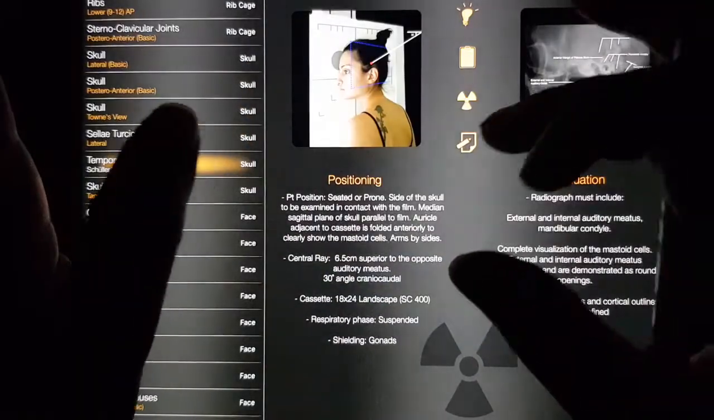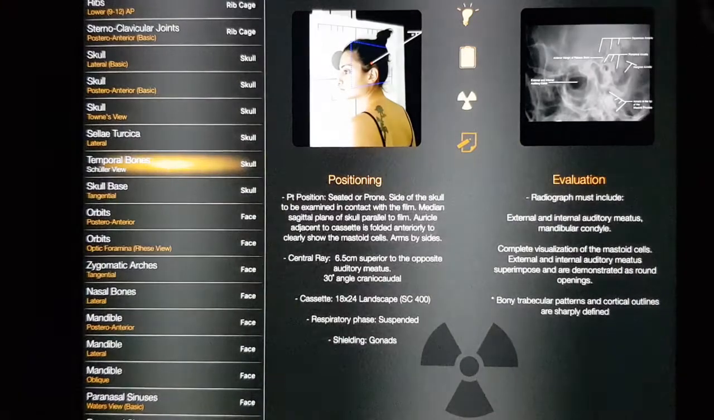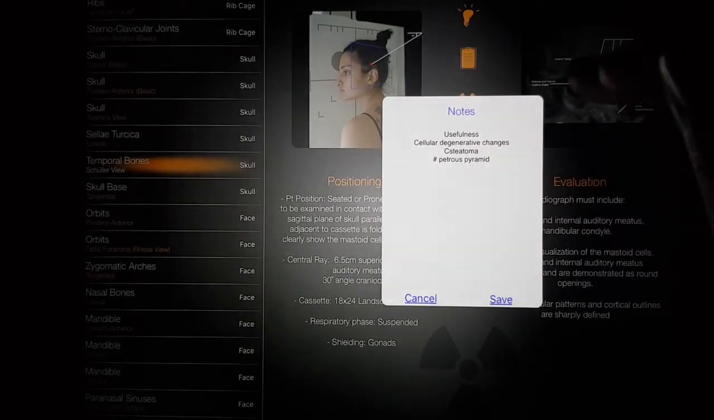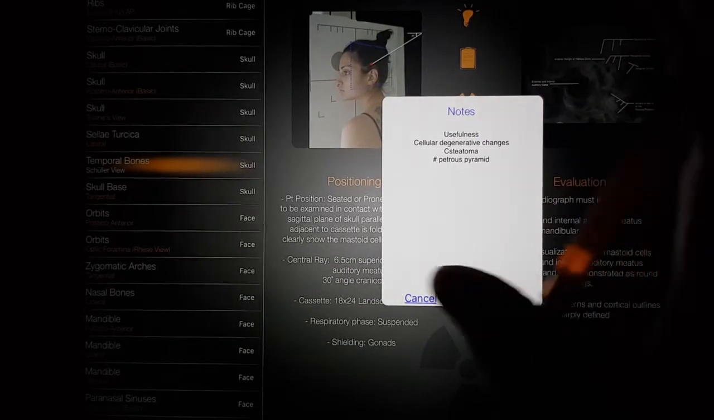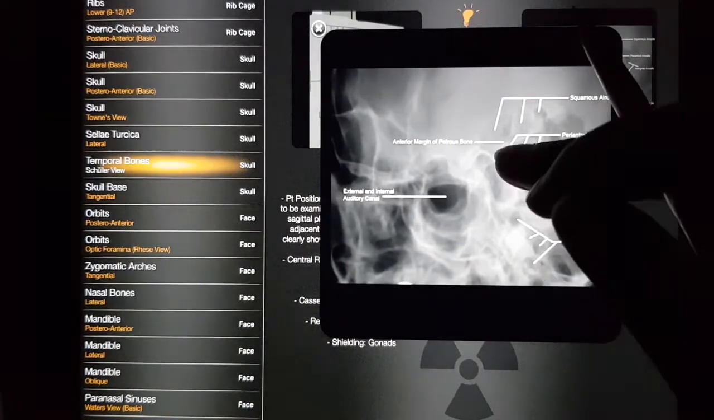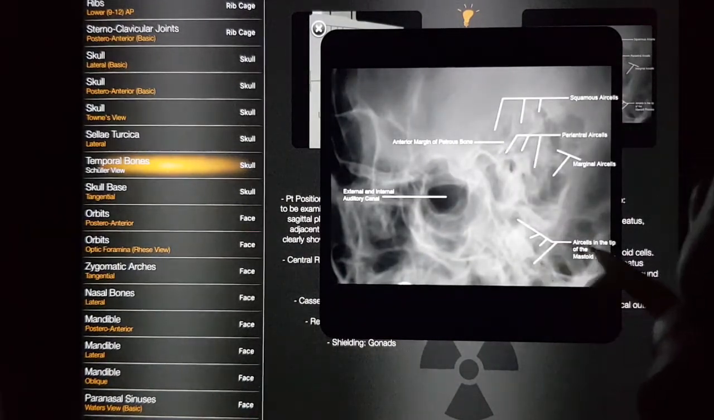The importance is this: we can see ear cell degenerative changes and sclerosis of the ear cells, where the lucency will be lost. Lucency means the black, whatever we say while describing the x-ray. Lucency is a more scientific word to denote that. The petrous pyramid fracture can also be seen. If there's some pathology, such as any fracture or ear cell sclerosis, we can see it here.